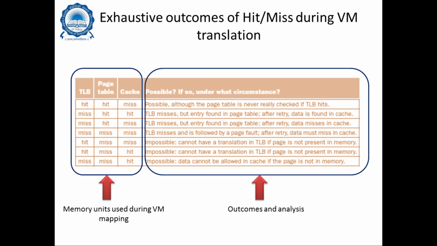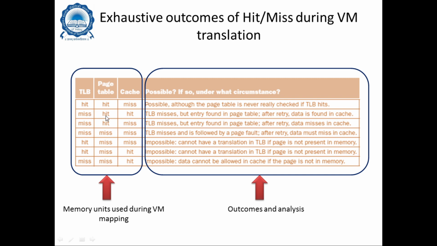So now let us have a look at the exhaustive scenario of how the hit-miss process works during virtual memory translation. So you have a TLB, okay, that could be a hit. Then the next is the page table could be a hit, and the cache could be a miss. Is this possible? If so, under what circumstance? Yes, it is possible, although the page table is never really checked if the TLB hits, right? This is obvious. So hit, miss is possible.